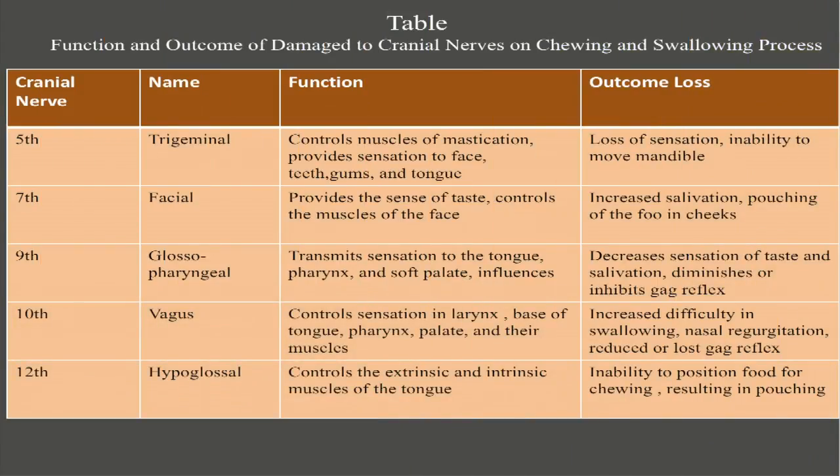This table outlines the function and outcome of damage to cranial nerves of the chewing and swallowing process. Cranial nerves 5, 7, 9, 10, and 12 are the main nerves that facilitate chewing and swallowing. So if the individual has a stroke or a heart attack and these nerves are damaged, it puts them at very high risk of malnutrition because they simply cannot chew or swallow.